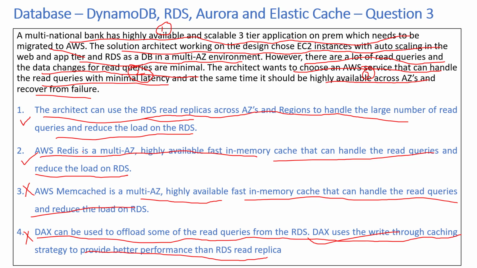So what you need to understand when you are looking at handling read queries is that you have two options: read replica, as we discussed, and in-memory cache, so ElastiCache. If the read queries are changing frequently, then a good solution is a read replica. But when the data is more static, then the better solution would be ElastiCache. So in this case, as it says that the changes to the read queries are minimal, the second would be the more appropriate option.